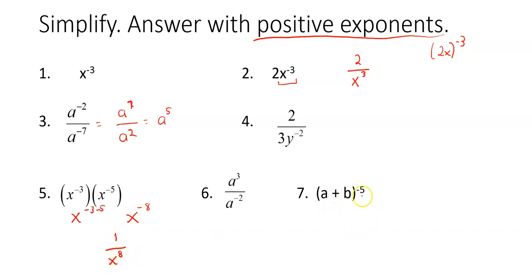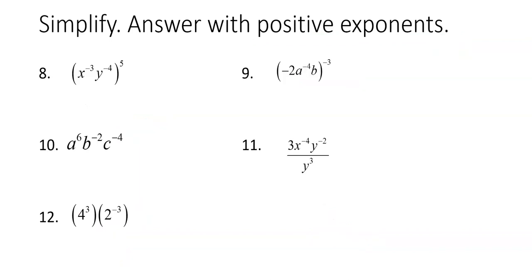All right, look at number 7, a plus b to the negative 5th. Well, I can drop that whole thing in the bottom of a fraction as 1 over a plus b to the 5th. And I'm just going to leave this. I'm not going to multiply a plus b times itself 5 times. So I'm just going to leave it as that.